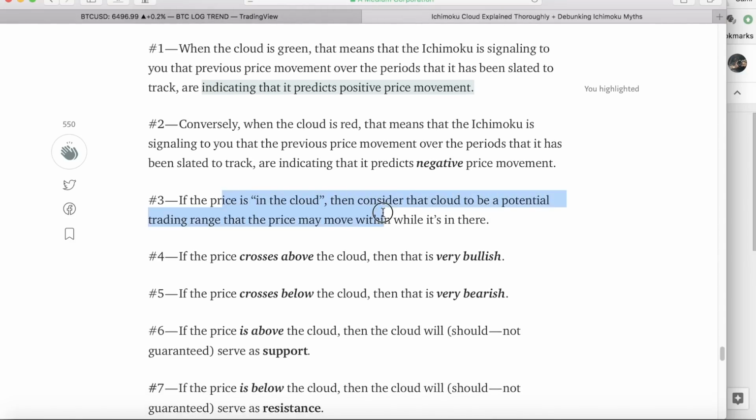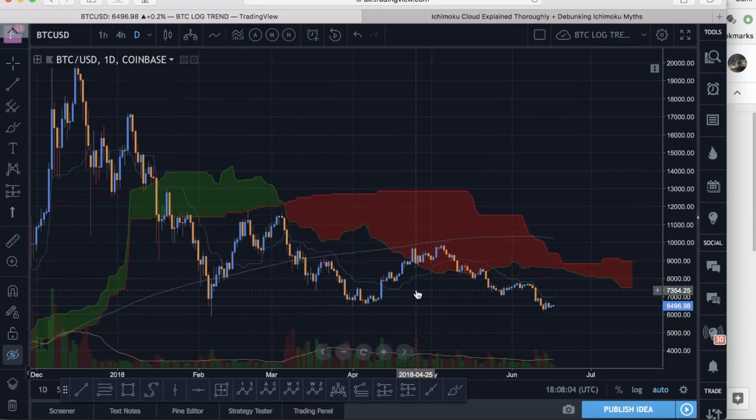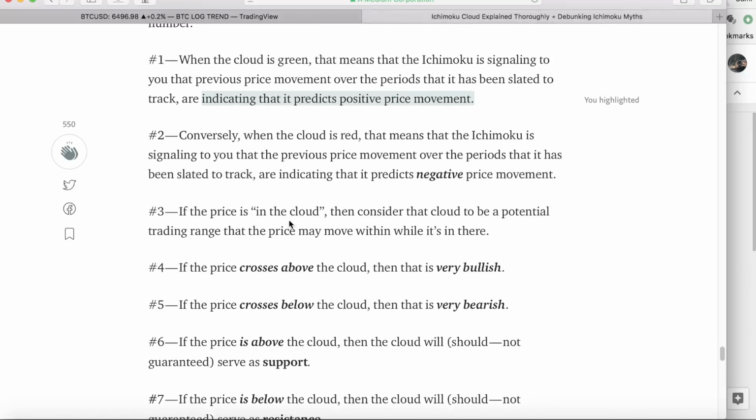If the price is in the cloud, then consider that cloud to be a potential trading range that the price may move within while it's in there. So guys, what could have happened here is we could have traded within this cloud, but then while it begins to narrow, we've already broken into this, so the cloud begins to narrow. It shows that we can break these levels. While it begins to narrow, we could end up either breaking up or breaking down out of it. Of course, in this case, we didn't really trade within the cloud for longer than maybe a week or so, and then we did eventually get rejected by it. So that's actually covered in some of the next points.